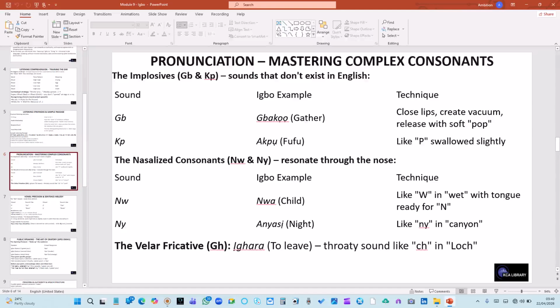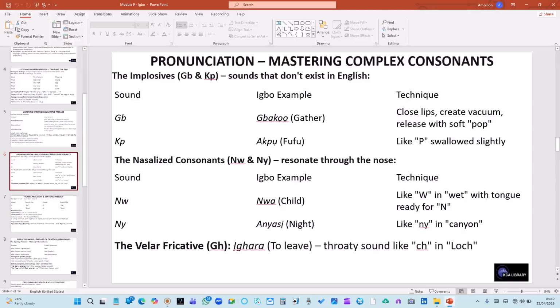Now let us look at the nasalized consonants like nwe and nye, resonant through the nose. So this is pronounced through the nose, nwe and nye. The sound nwe, like nwa, which means child. The technique is like that of W in the English language, with the tongue ready for the end sound. Then we have another sound like nye, like anyasi, which is night, like ny in canyon.